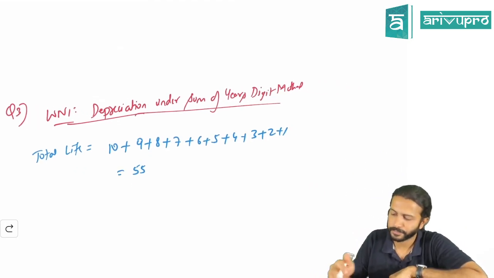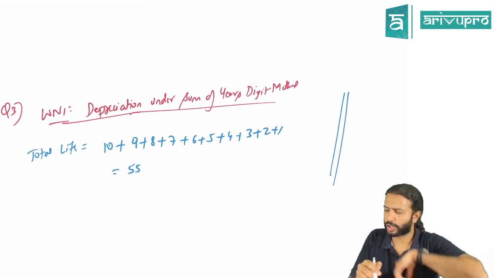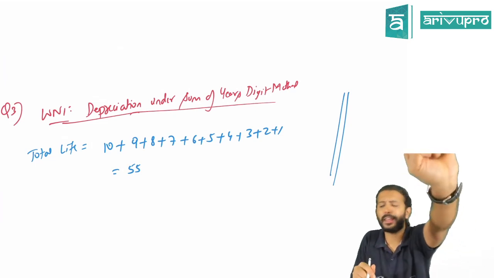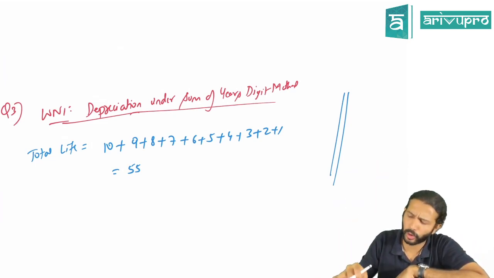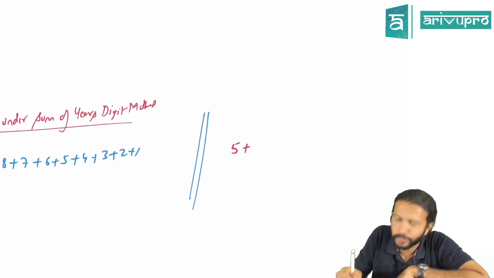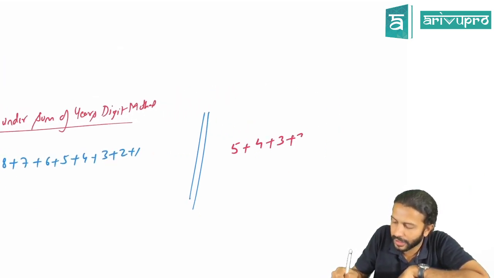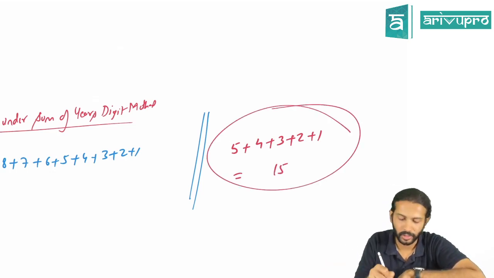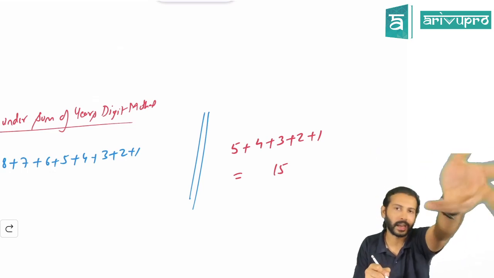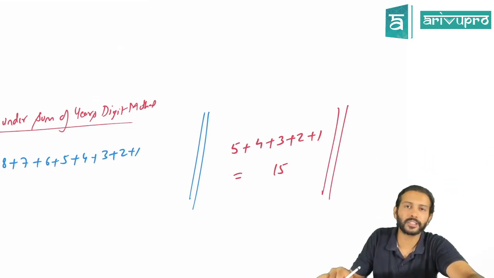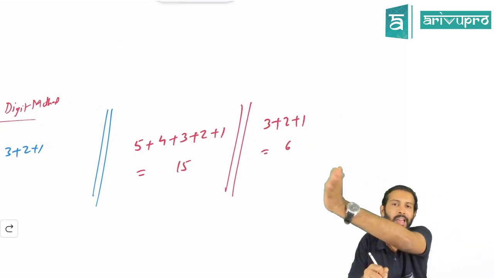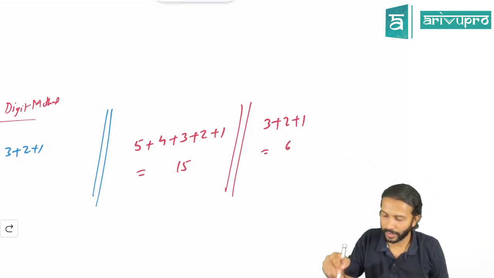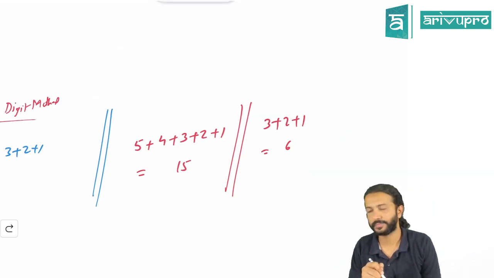Did everyone understand? Just to be sure, let me modify it. Suppose the life was only 5 years. What would you have done? Start adding from 5: 5 plus 4 plus 3 plus 2 plus 1. It will be 9, 12, 14, 15 in that case. Based on the life, your calculation works. If the life is only 3 years, then it will be 3 plus 2 plus 1, which is 6. Everyone understood this total life calculation?